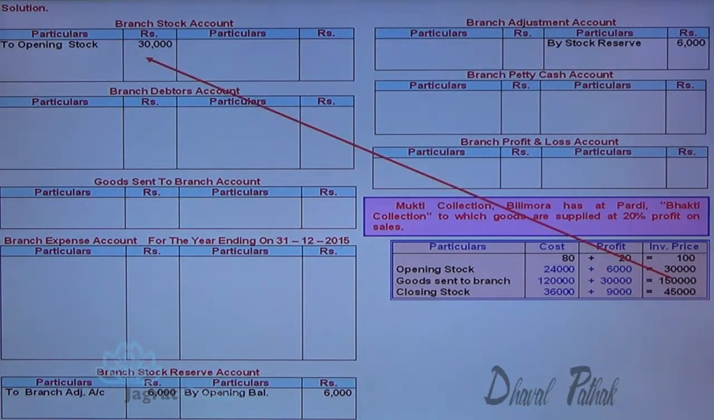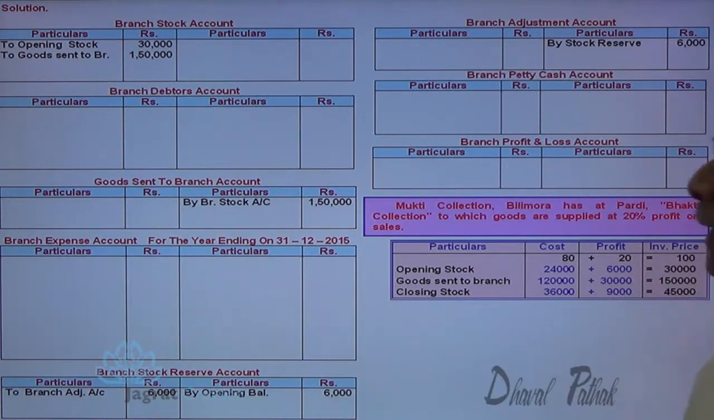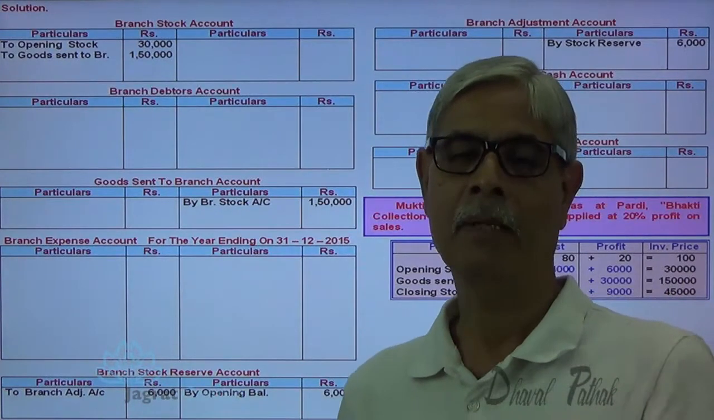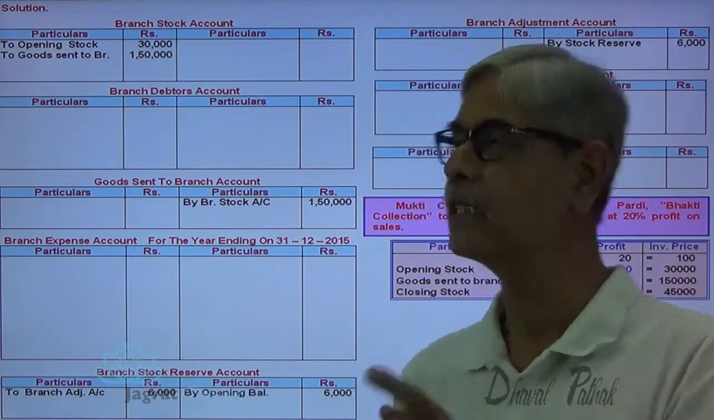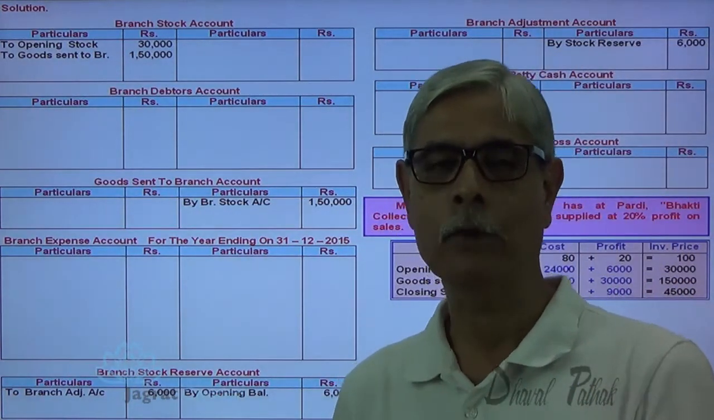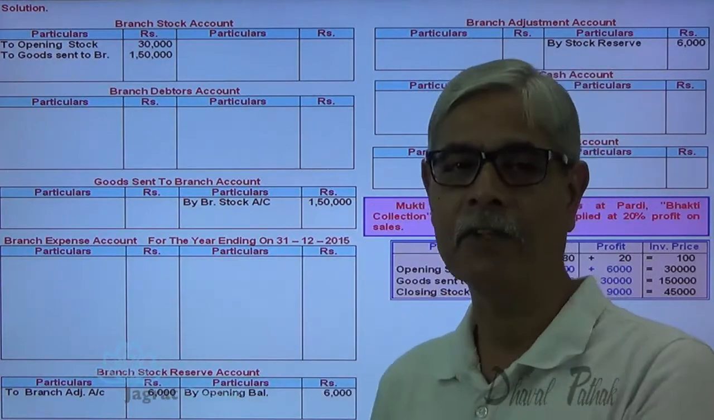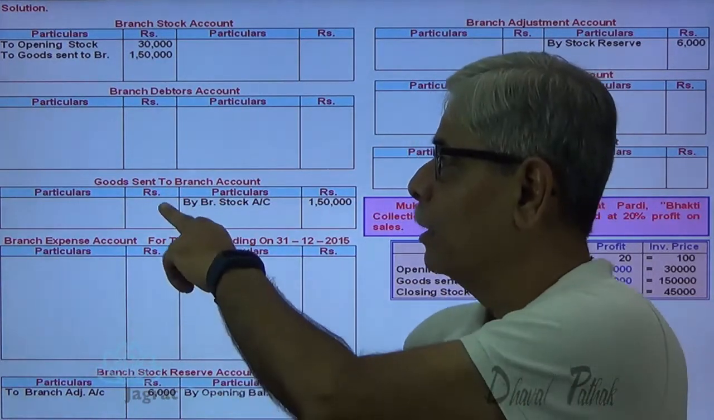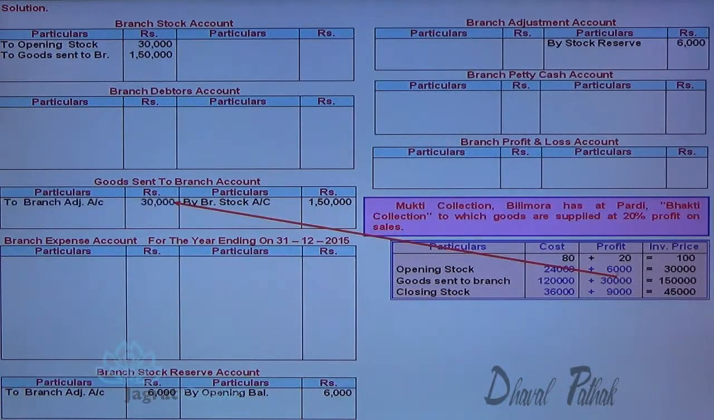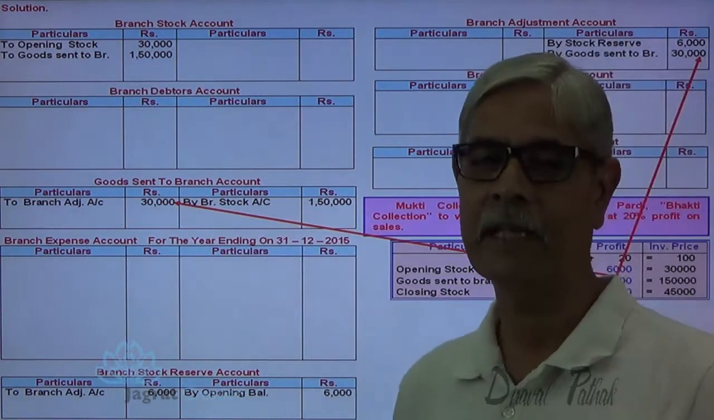Now goods sent to branch account, branch stock account debit to goods sent to branch account. Now you are required to write the entry for adjustment of invoice price. So here this is also an invoice price. But the adjustment entry will be recorded on the opposite side in branch adjustment account. This is also invoice price. It has also to be recorded at cost. So profit element in this 1,50,000 is to be removed. For that, goods sent to the branch account will be debited with 30,000 and branch adjustment account will be credited with 30,000. So 150 minus 30, 1,20,000 recorded.